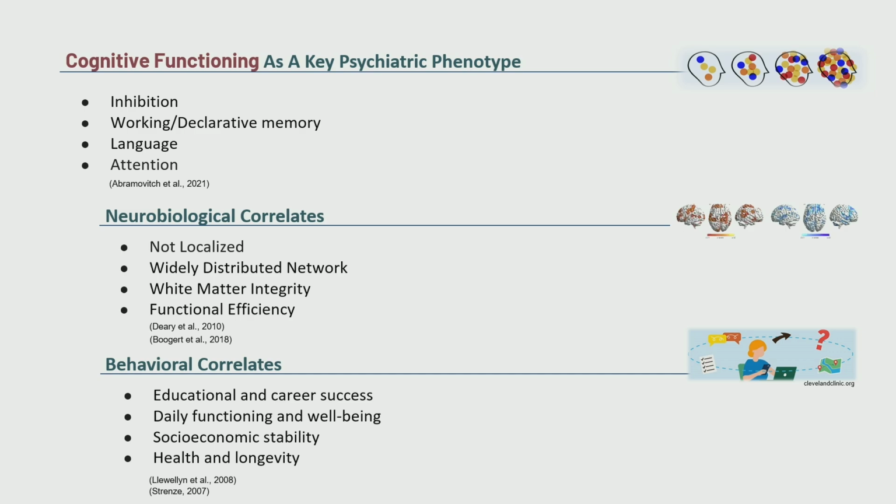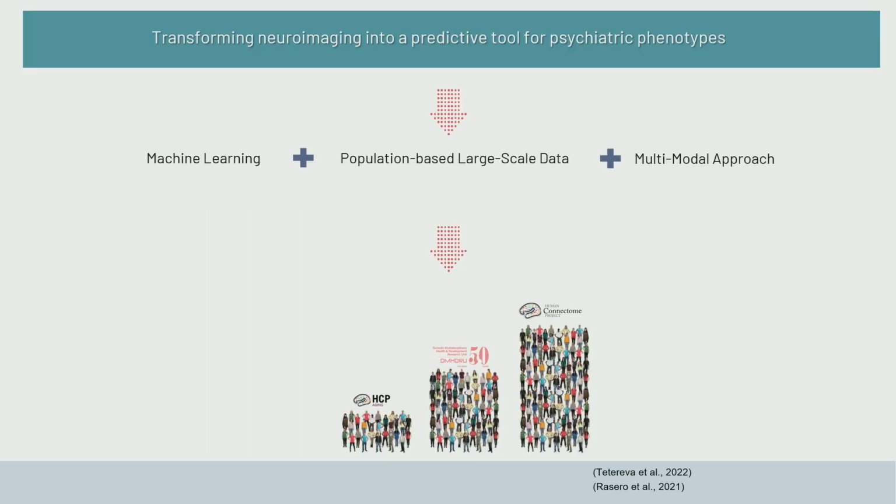Also, at the neural level, cognitive functioning is underpinned by a widespread neural basis that is not localized, and it's more related to a distributed network, white matter integrity, and also the overall functional efficiency of the brain. With that being said, one goal is to use this neuroimaging information as a predictive tool to predict cognitive functioning as a psychiatric phenotype. And also recent studies have used machine learning plus combining multiple neuroimaging modalities to predict cognitive functioning, and they have shown a boost in performance.